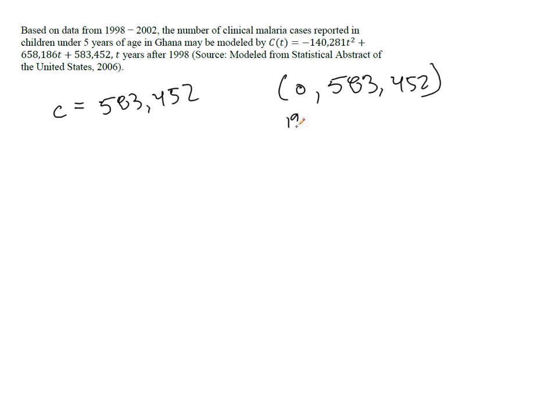Here we're looking at the number of malaria cases in children under 5 years of age in Ghana, modeled by the following quadratic function. So what's the first thing we notice? Well, C is 583,452. That means initially there were 583,452 cases.